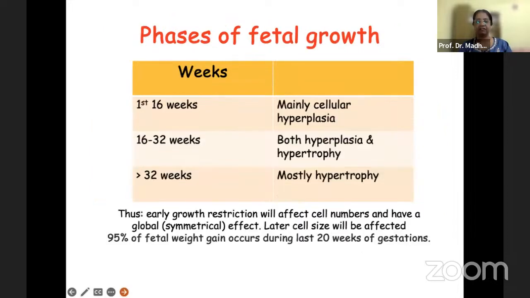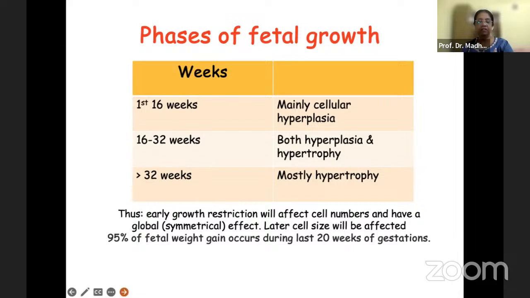If you look at the various phases of growth, there are 3 phases. The first one is the first 16 weeks, the second is 16 to 32, and the third one is more than 32 weeks. In the first phase, the growth is mainly cellular, or hyperplasia. The cells are increasing in number. From 16 to 32 weeks, there is both hyperplasia and hypertrophy. More than 32 weeks, it's mostly hypertrophy.